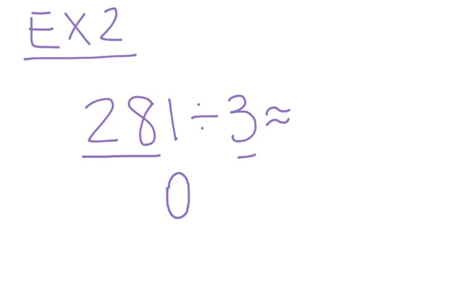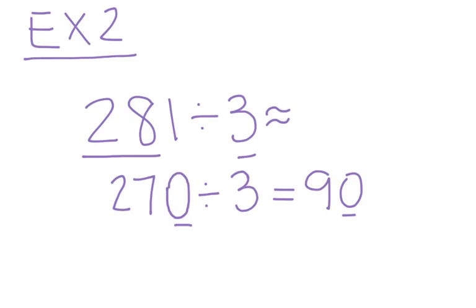Again, both would be correct estimates. However, a more accurate estimate would be if I went to 27, because that's closer to 28. I know that 27 divided by 3 is 9, and then there's a 0 in my dividend, so there's a 0 in my quotient. So 281 divided by 3 is about 90. We can actually use this same method or the same strategy to help us with larger dividends and larger quotients too.